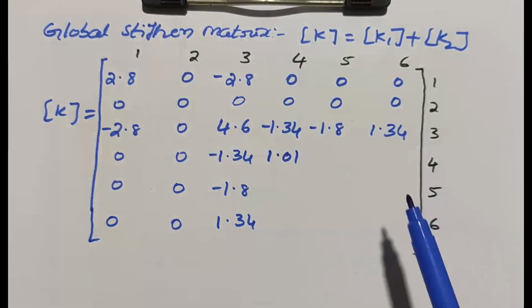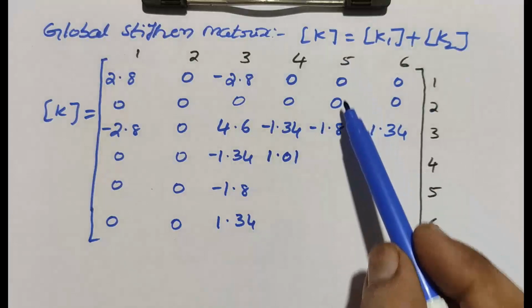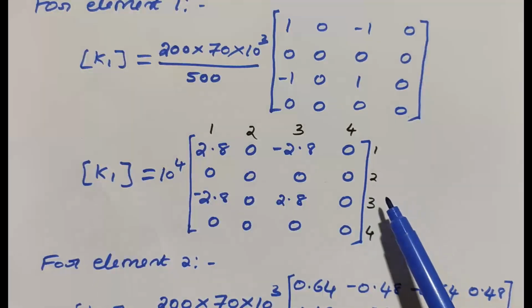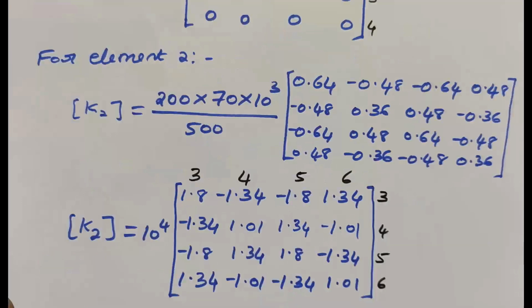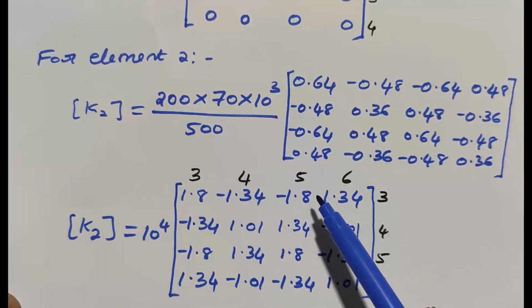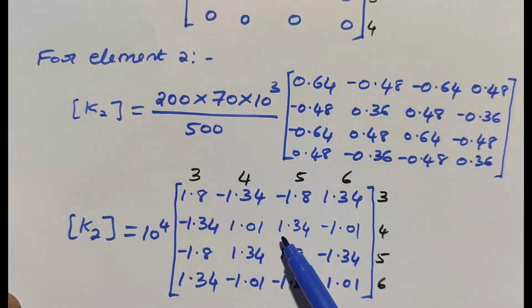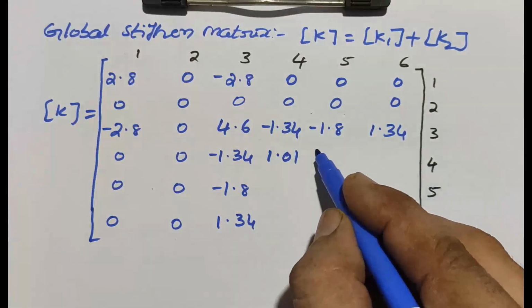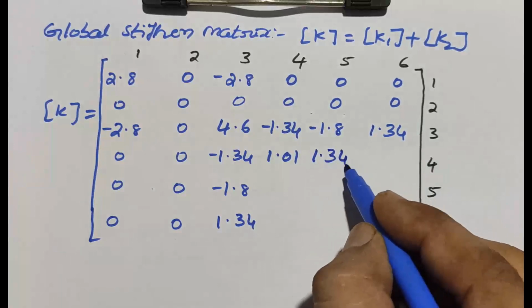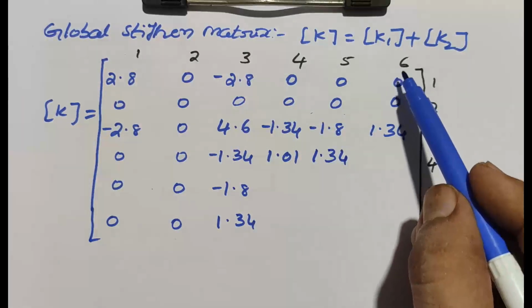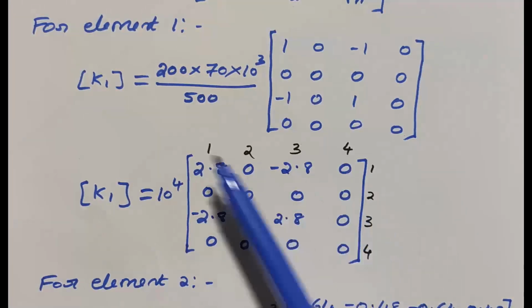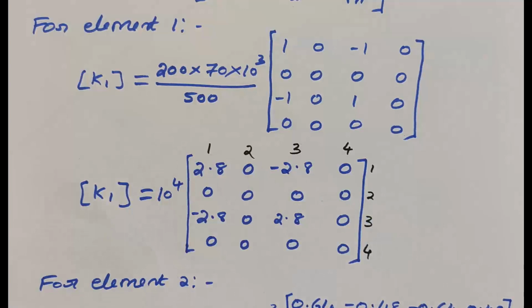Next, we need the element corresponding to 5 and 4. See, in K1, we don't have any element corresponding to 5 and 4. But in K2, the element corresponding to 5 and 4 is 1.34. Therefore, here it is 1.34. Next, we need the element corresponding to 6 and 4. In K1, the element corresponding to 6 and 4 is 0, because here we don't have any element corresponding to 6 and 4.